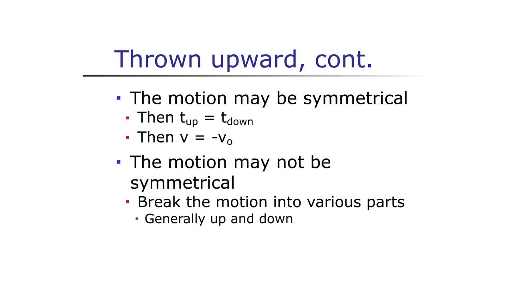What if the motion is not symmetrical? If the motion is not symmetrical, then you will have to break up the motion into various parts. Sometimes you take the upward motion and solve some parameters, and then solve some for the downward motion as well. Let's go ahead and try to solve some examples.